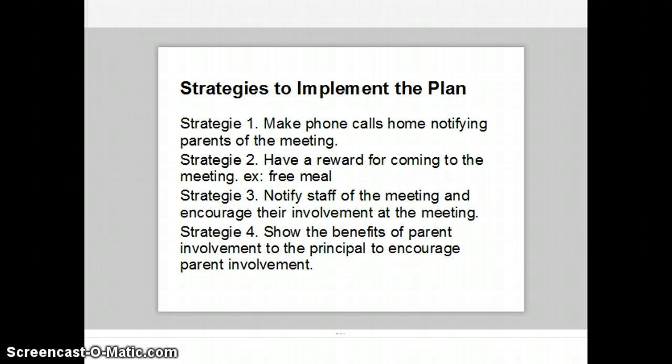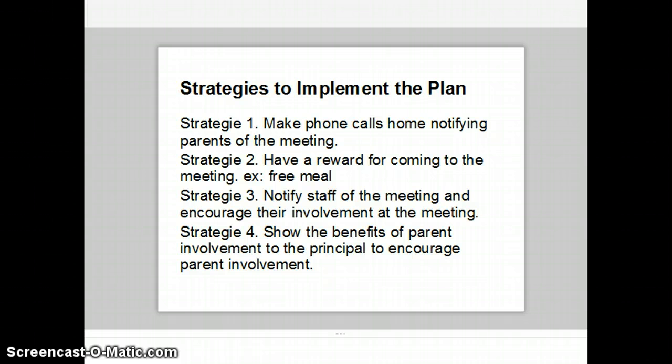Some of the strategies that I came up with to implement my plan: strategy one was to make phone calls home notifying parents of the meeting. I think this makes it more of a personal invitation instead of them just receiving a notice in the mail or a notice sent home. This actually gives them a voice.